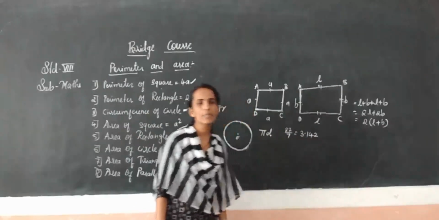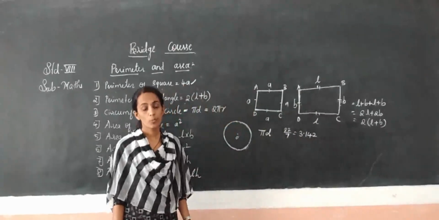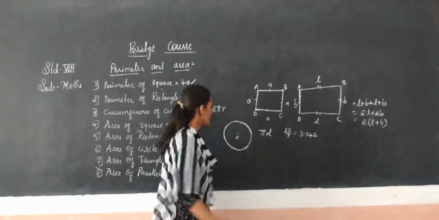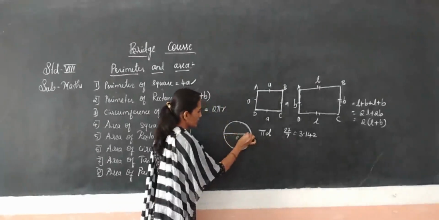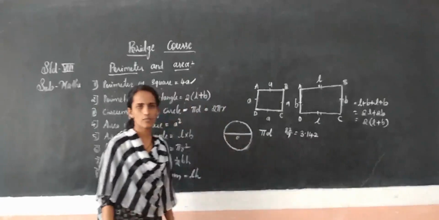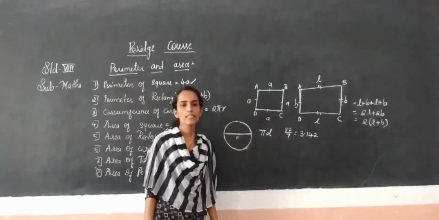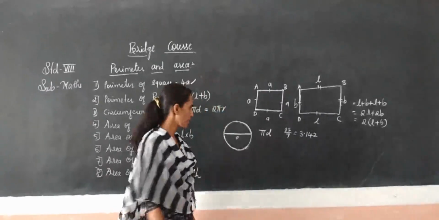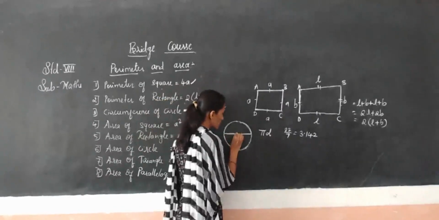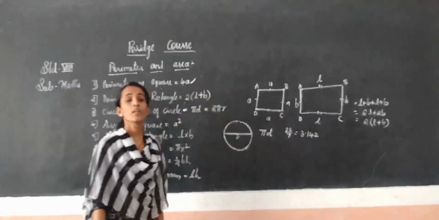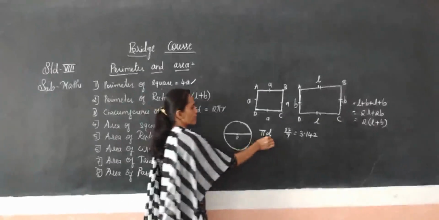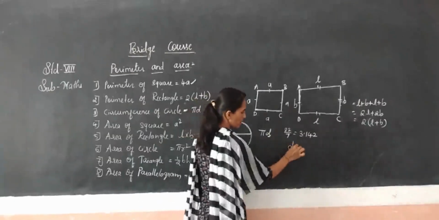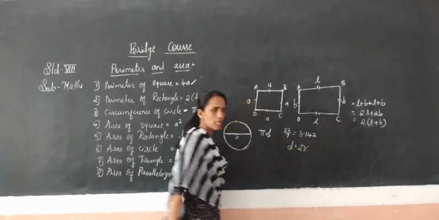If you want in the decimals, you can use 3.142 here. So pi is a constant. D is the diameter of the circle. What is the diameter? The longest chord of the circle is called the diameter. Otherwise, the radius which passes through the center, that we call a diameter. And always the diameter of the circle is 2 times the radius.